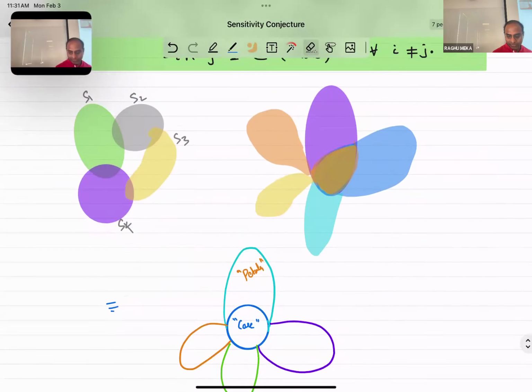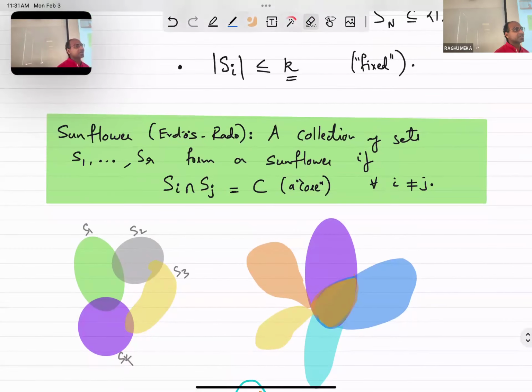So it's a pretty rigid structure. You're saying you have a collection of sets but any two, the intersection pattern is exactly the same. Which also means that all of them actually contain this core. And then once you take out the core, they're all disjoint. There are various ways of thinking about it. Okay.